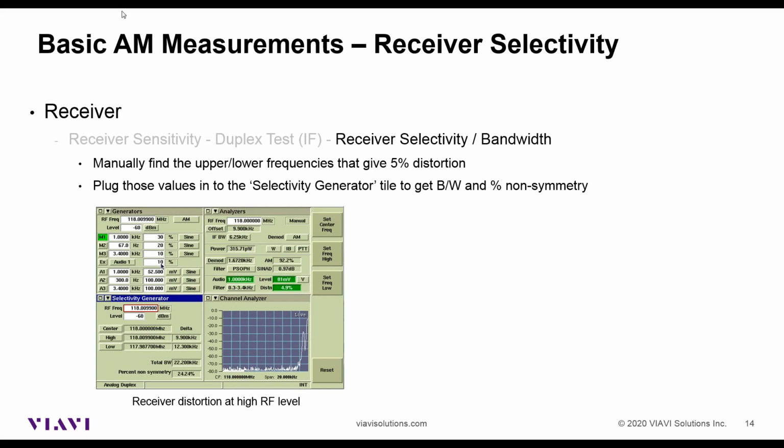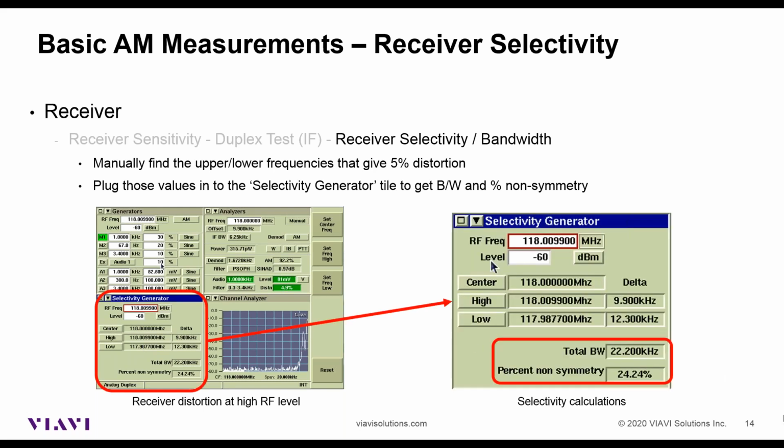What you see now is I've moved up in frequency here. I've gone up until I've got back to my 5% distortion, and I would press the set frequency high, and that would put that value in here. I've also put in my center frequency and my lower 5% threshold here. What you see at the bottom of that window is my total bandwidth is 22.2 kilohertz, which is okay. I'm in a 25 kilohertz channel, so that's cool. But my non-symmetry is 24%, and you can see that from these two deltas.